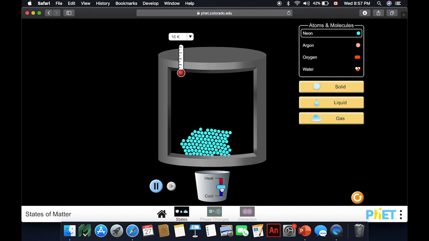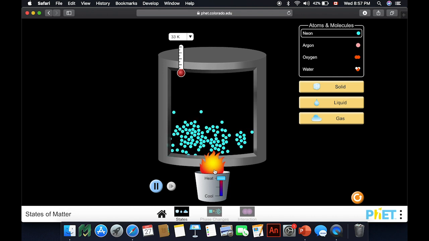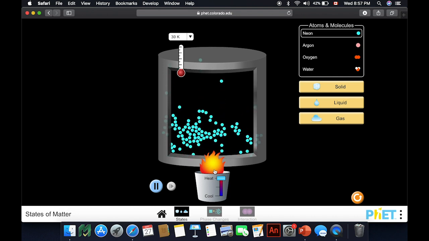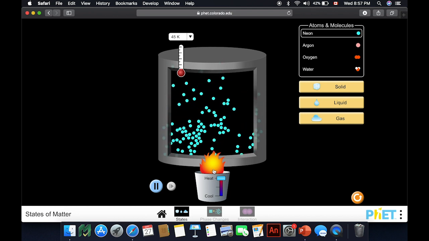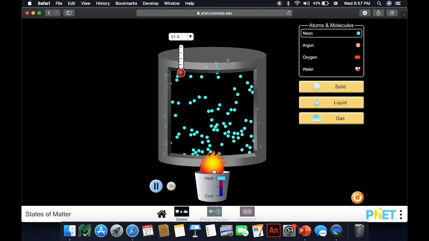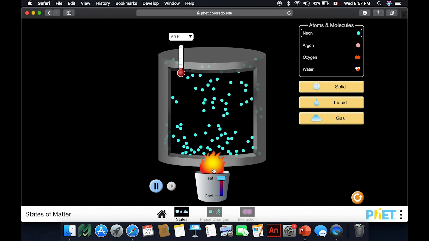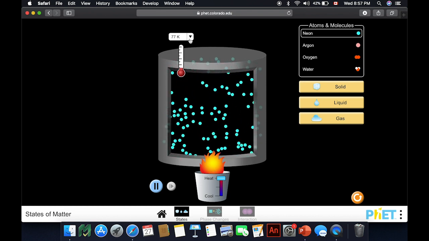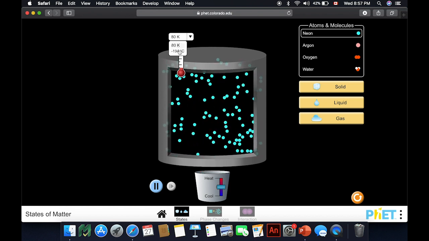So let's get it back to its solid state. Right now it's neutral, it's solid. If I add some heat, the particles are going to slowly expand. Look at them slowly separating away from each other. They're starting to move faster. They're starting to take up the entire container as it gets hotter. My temperature, as you can see, is in Kelvin, but it's going up. I can switch it to Celsius.